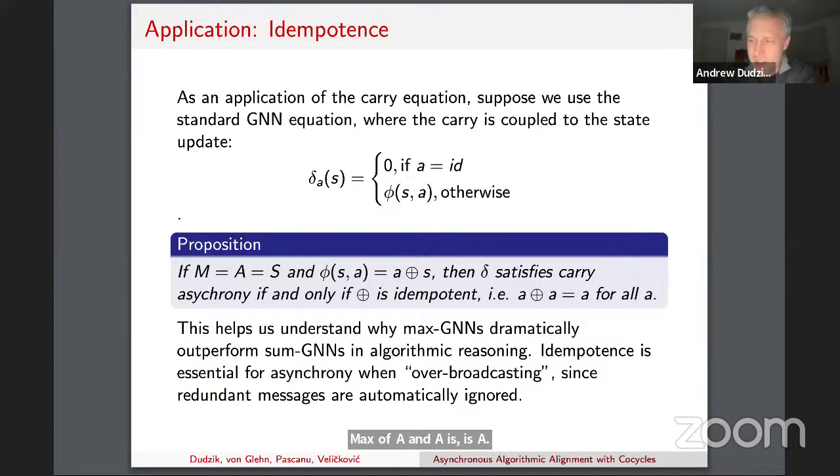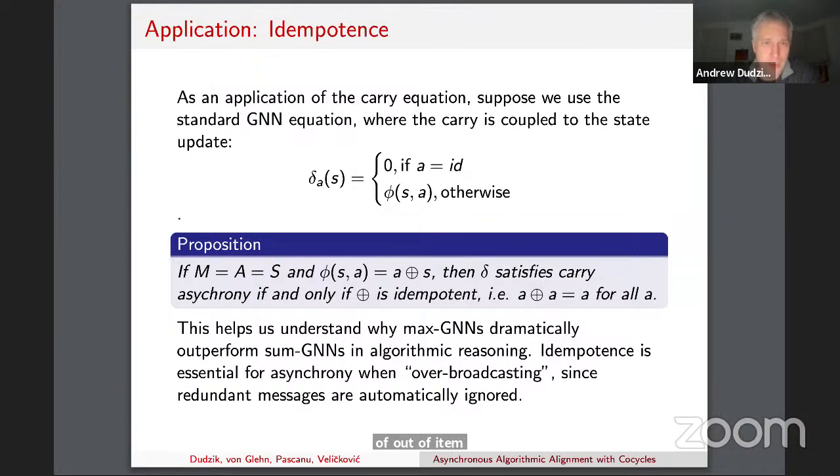This was known, that sort of max is better than sum for algorithmic tasks because the algorithms themselves use things kind of like max. But this is a sort of different take on it. Where what we get from idempotence is kind of resilience to overbroadcasting. If we send the same thing a bunch of times, that's the same as just sending it once. So we get this asynchrony type robustness directly out of idempotence, but this is not the only way that we could get this type of robustness.